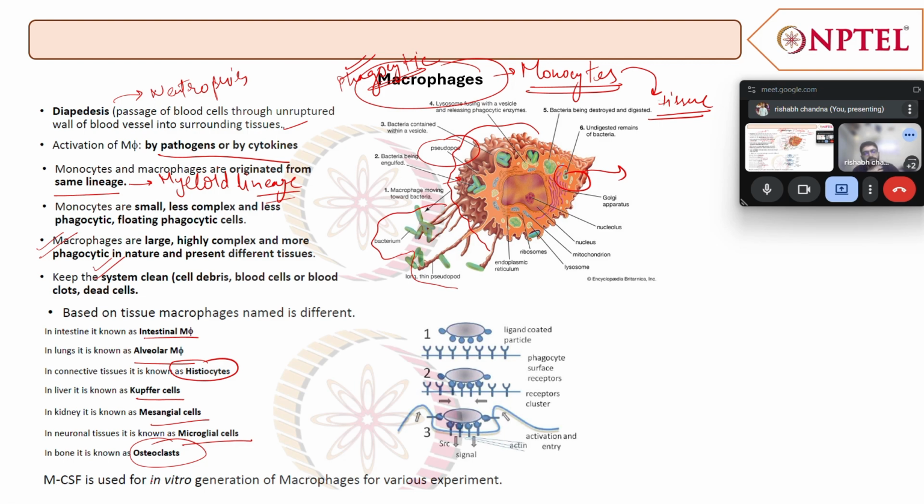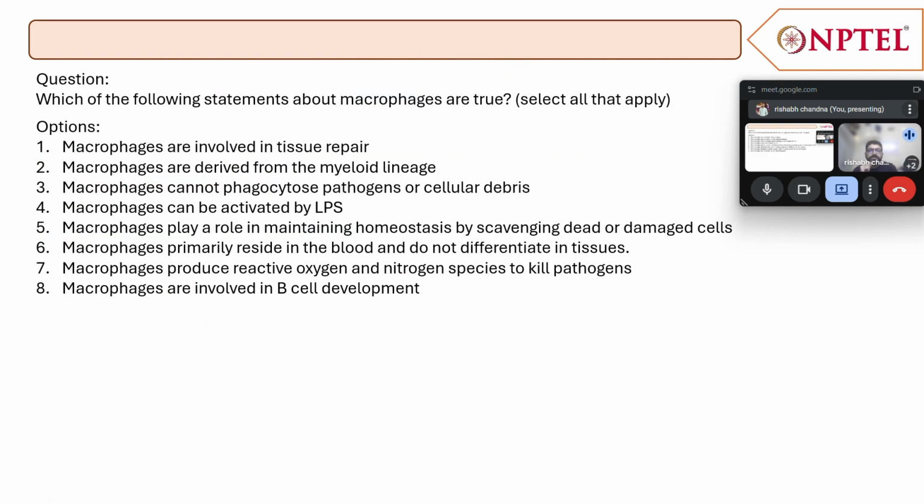Okay, then like the dendritic cells, these also cannot be grown directly in culture, so they are induced from different progenitor cells using a cytokine, that is MCSF. Okay, so macrophage colony stimulating factor, for various experiments in vitro. Okay, so this was the major description about the macrophages. So, which of the following statements about macrophages are true? So, what can be the correct answer?